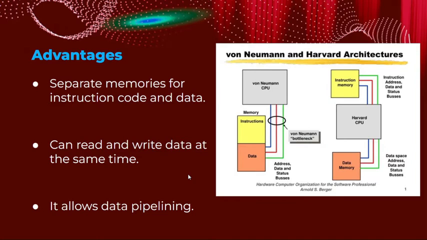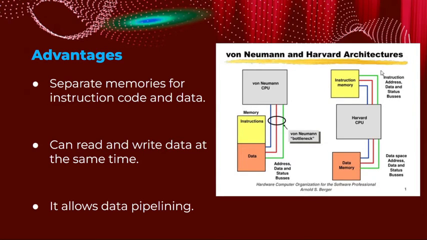The advantages with this structure is that we have separate memories for instruction code and data. This allows pipelining, so we can fetch instructions while also performing computations in the ALU. We can read and write data at the same time. You can perform a computation and also read the data and write data into memory.